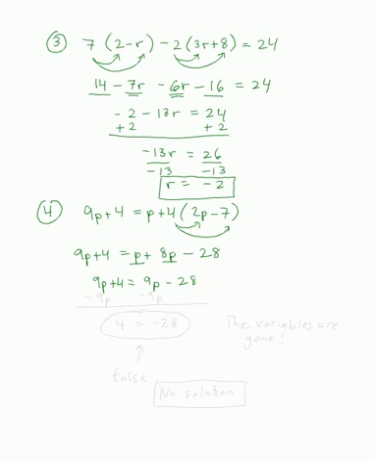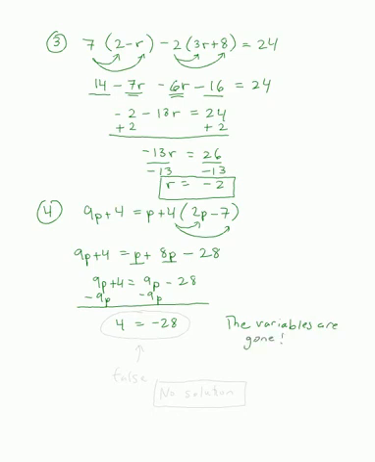So I'm going to move all the variables to one side and all the constants to the other side. So I'm going to subtract 9p from both sides. I end up with 4 equals negative 28. Before I move the numbers around, I should notice something. All the variables disappeared. So the variables are gone.